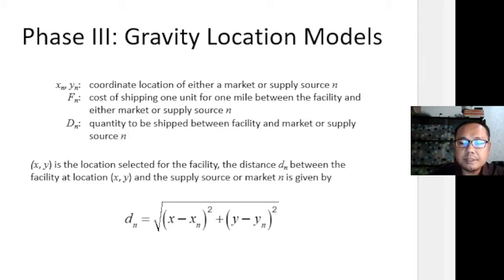Gravity location models can be useful when identifying suitable geographic locations within a region. Gravity models are used to find locations that minimize the cost of transporting raw material from suppliers and finished goods to the markets served. Okay.